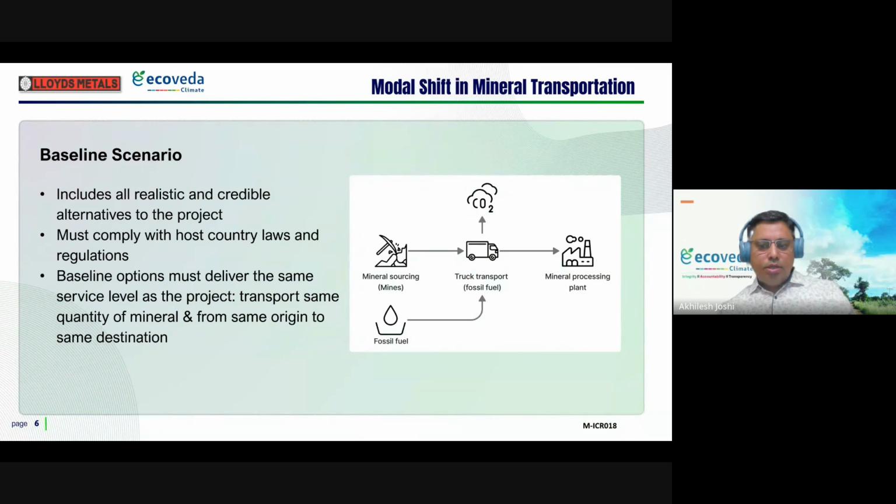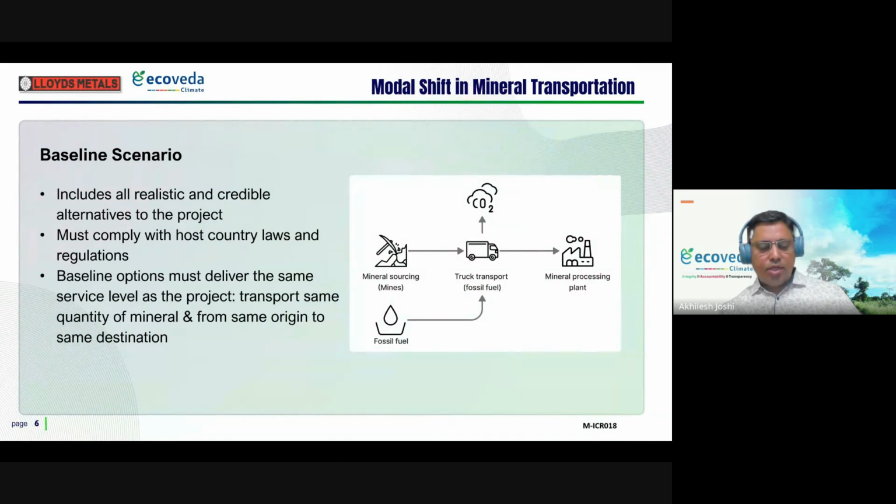So this is just to show the baseline scenario. It includes all realistic, credible alternatives to the project activity, but it must comply with the host party laws and regulations. That is the basic requirement. The baseline option must deliver the same service level as the project, transporting the same quantity of minerals. The most feasible baseline scenario we have considered here is transportation through trucks.